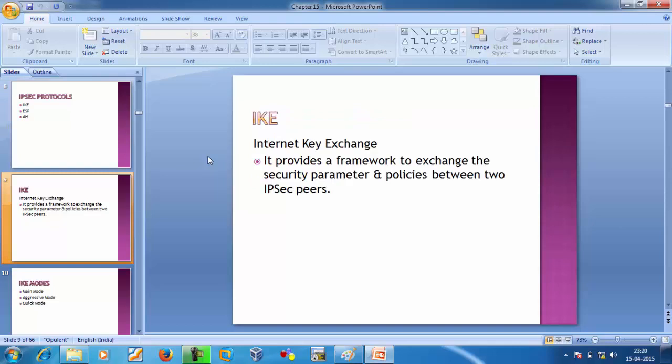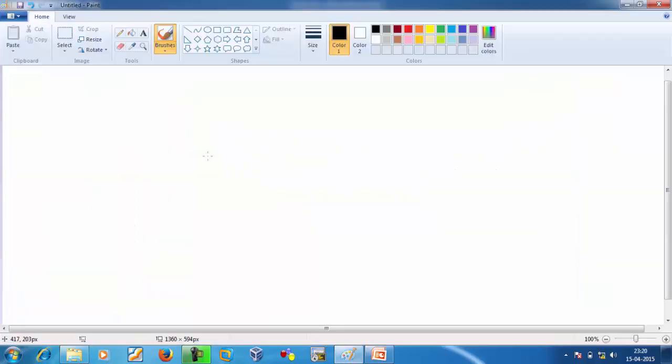IKE. Now we want to know what is IKE. IKE stands for Internet Key Exchange. It provides a framework to exchange the security parameters and policies between two IPsec peers. So for understanding it, we have to go through a diagram. Suppose we have branch 1 and this is branch 2. They are connected to each other via ISP.